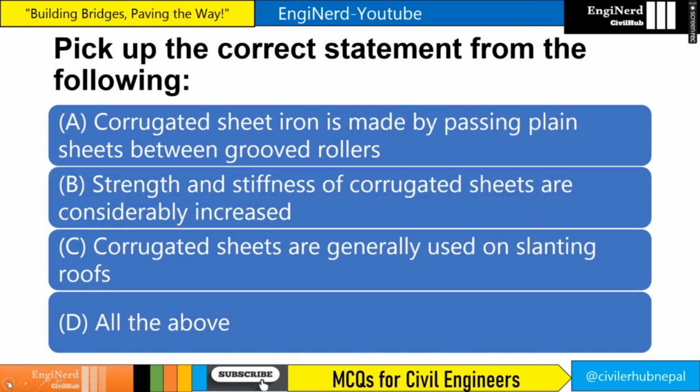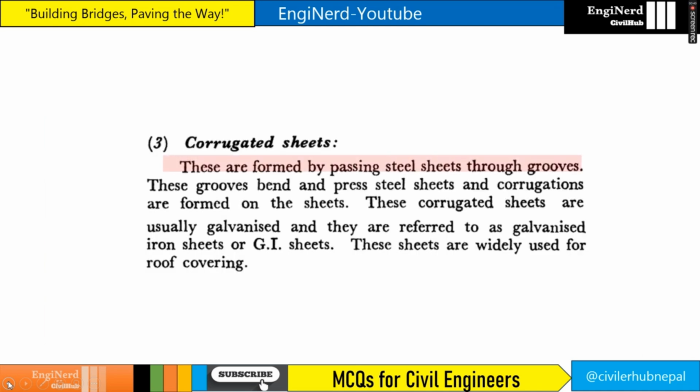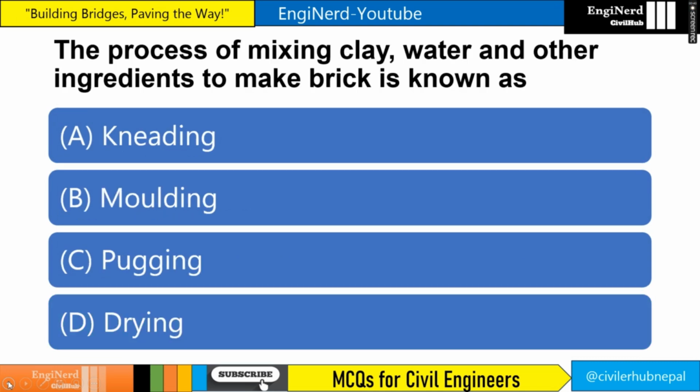Pick up the correct statement from the following. Corrugated sheet iron is made by passing plain sheets between grooved rollers. Strength and stiffness of corrugated sheets are considerably increased. Corrugated sheets are generally used on slanting roof. All of the above. We see here these are formed by passing steel sheet through grooves and usually galvanized and used for roof covering. So our answer will be all of the above.